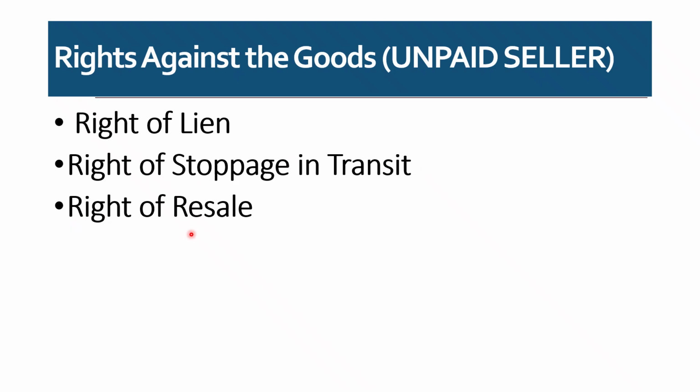The next one is right to resell. So here it means that if the buyer defaults, then the seller can resell the goods and recover his losses. Like we have generally seen that if the buyer does not pay for perishable goods like vegetables, then in that case the seller can resell it immediately. So these rights actually protect the seller's financial interest and prevent loss in case of buyer's defaults.